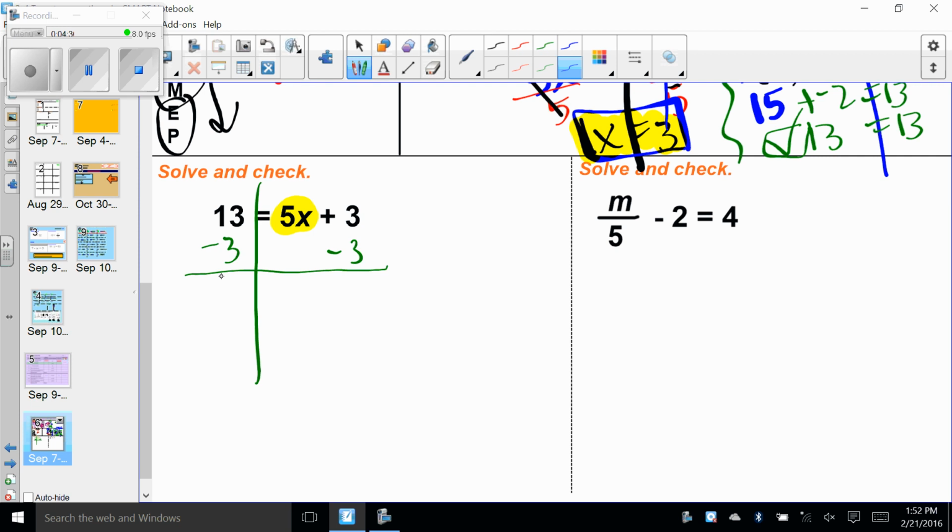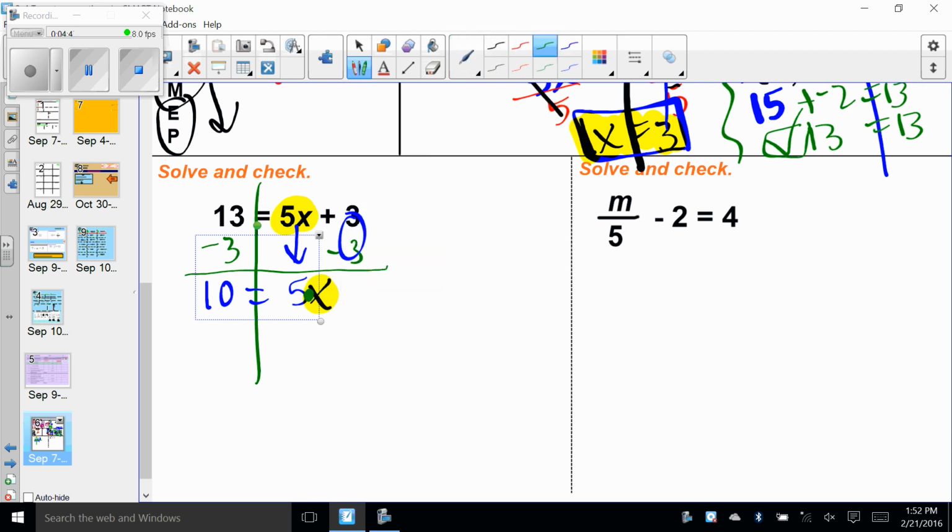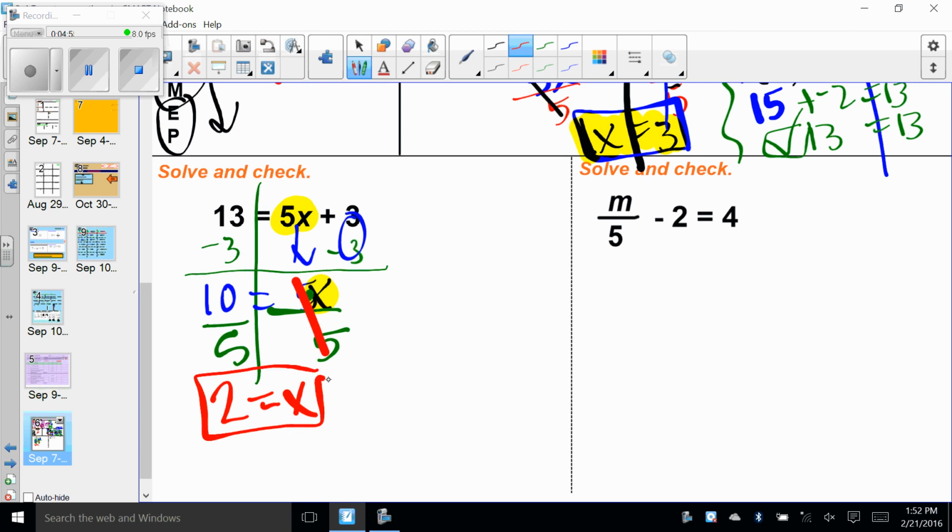Working left to right then, 13 minus 3 is 10. If I haven't used it, I drag it down, and 3 minus 3 is 0. So moving on now. So we have 10 equals 5 times x. Is the variable x alone? No, not yet. So we're not done. The operation right here is multiplication. To get rid of it, we divide by 5. Copy, paste. Working left to right, 10 divided by 5 is 2. And we get x on the right. x equals 2.